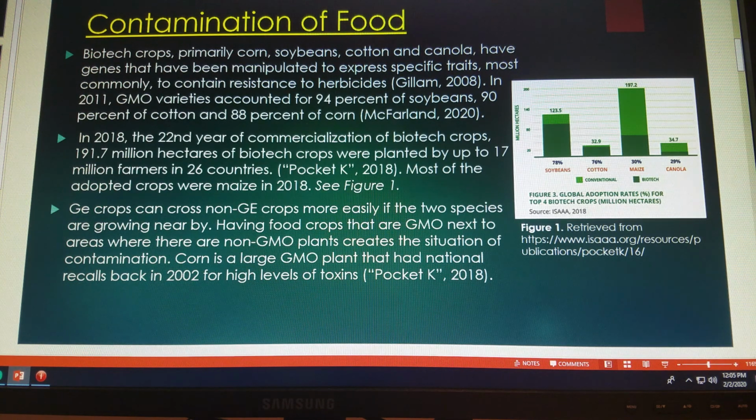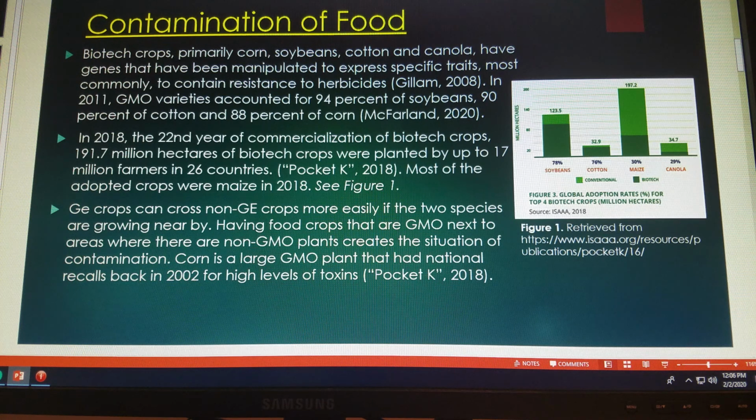In this chart, figure 1, we can see that maize accounts for 30%, soybeans 78%, and this chart is pretty good at telling you what percent of each crop is introduced into the world. In 2018, the 22nd year of commercialization of biotech crops, 191.7 million hectares of biotech crops were planted by up to 17 million farmers in 26 countries. So that's a lot. Most of the adopted crops in 2018 were maize, as we can see from figure 1.